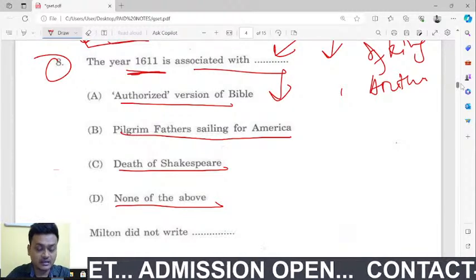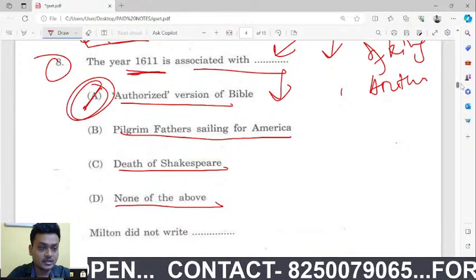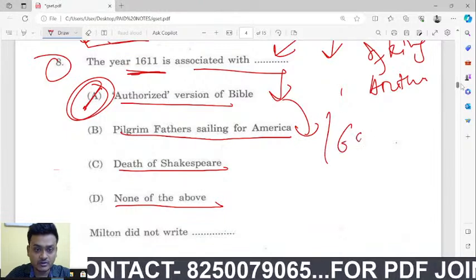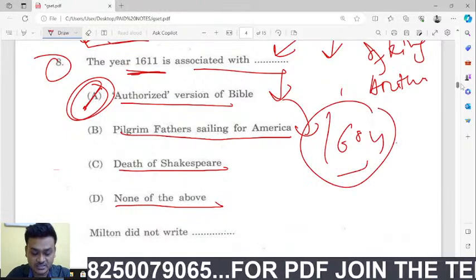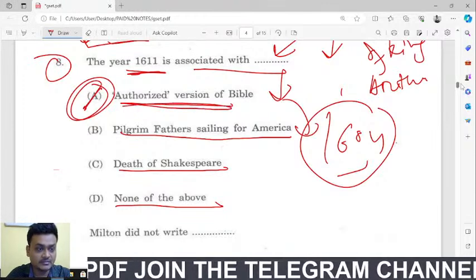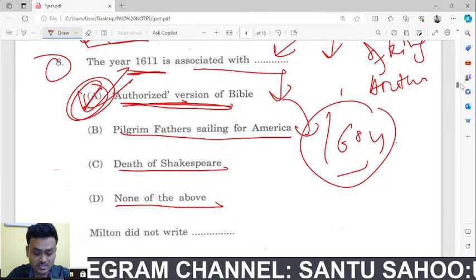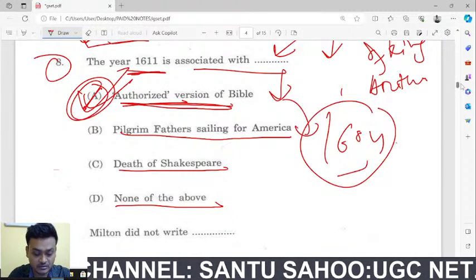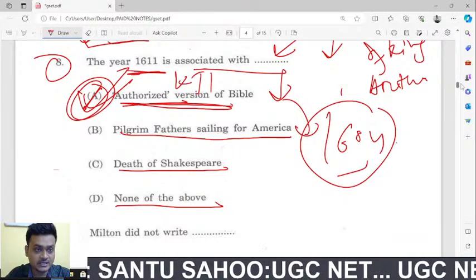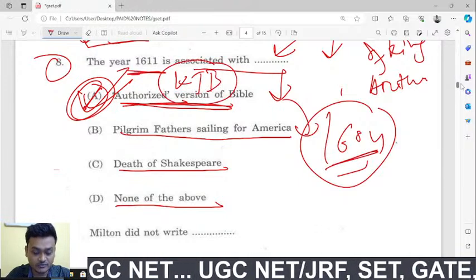So here the 1611 is associated with the Authorized Version of the Bible. It was commissioned in 1604, but it was published in 1611. The King James Bible, KJB, or Authorized Version of the Bible, was commissioned in 1604.